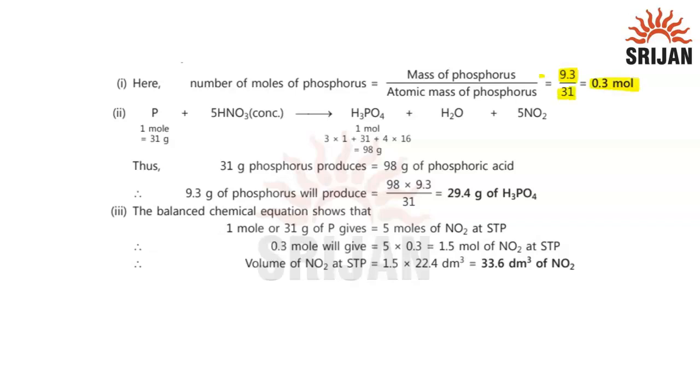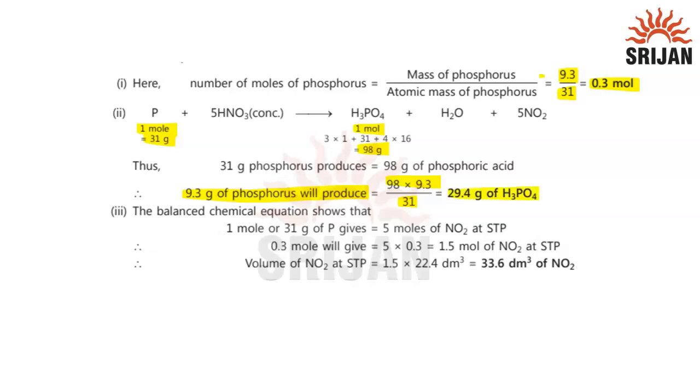Here is the reaction. Now we have to calculate the mass of H3PO4 produced. That will be simply by writing the reaction. We can say that 1 mole of phosphorus is giving us 1 mole of H3PO4. So in terms of mass, 31 gram of phosphorus is producing 98 gram. So we'll simply write 9.3 gram of phosphorus will produce 98 into 9.3 divided by 31, that is 29.4 gram.